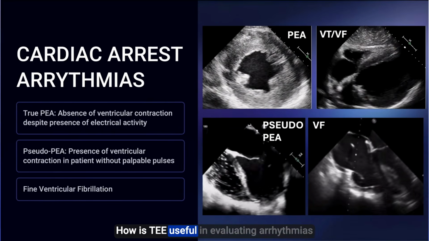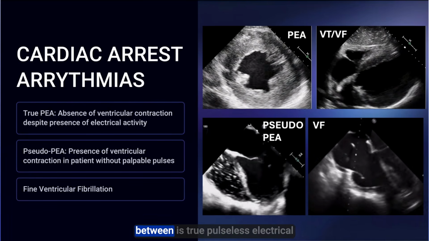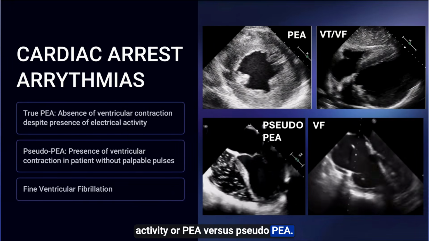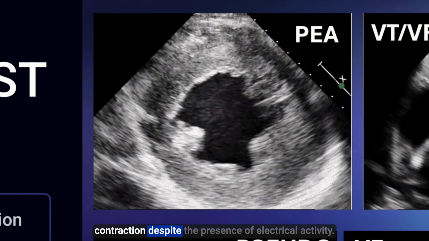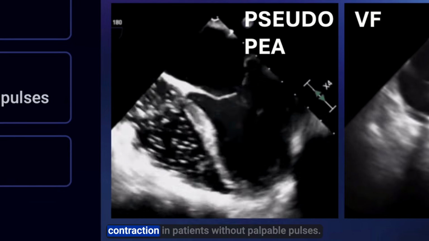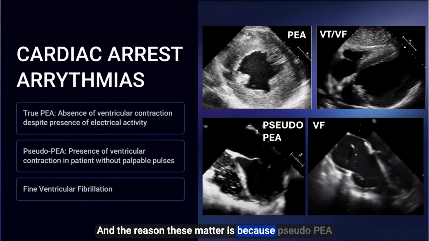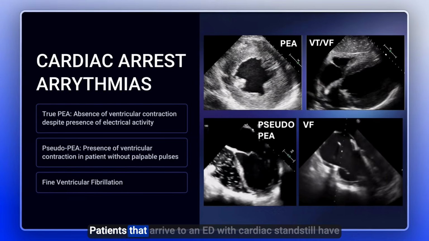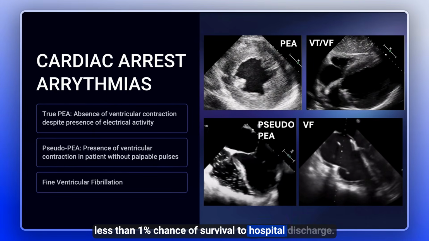How is TEE useful in evaluating arrhythmias during cardiac arrest management? Something that's important to differentiate between is true pulseless electrical activity, or PEA, versus pseudo PEA. True PEA is defined as the absence of ventricular contraction despite the presence of electrical activity. Pseudo PEA is the presence of ventricular contraction in patients without palpable pulses. The reason these matter is because pseudo PEA can be of diagnostic and prognostic importance. Patients that arrive to an ED with cardiac standstill have less than 1% chance of survival to hospital discharge.